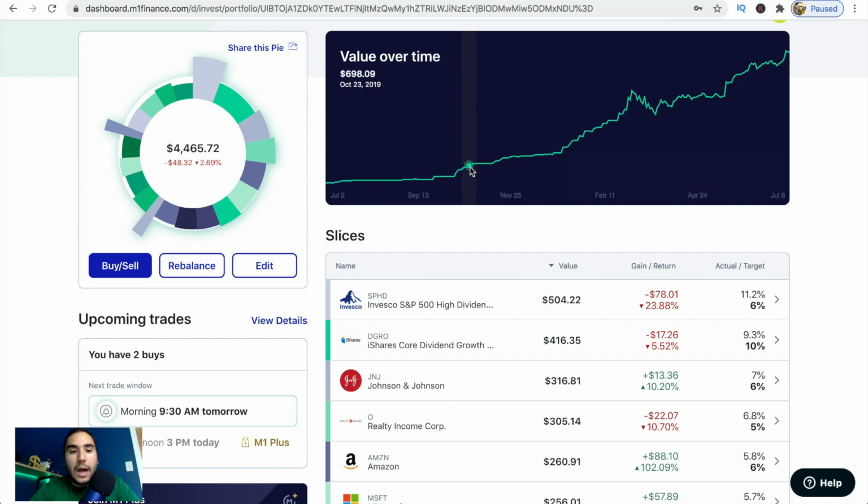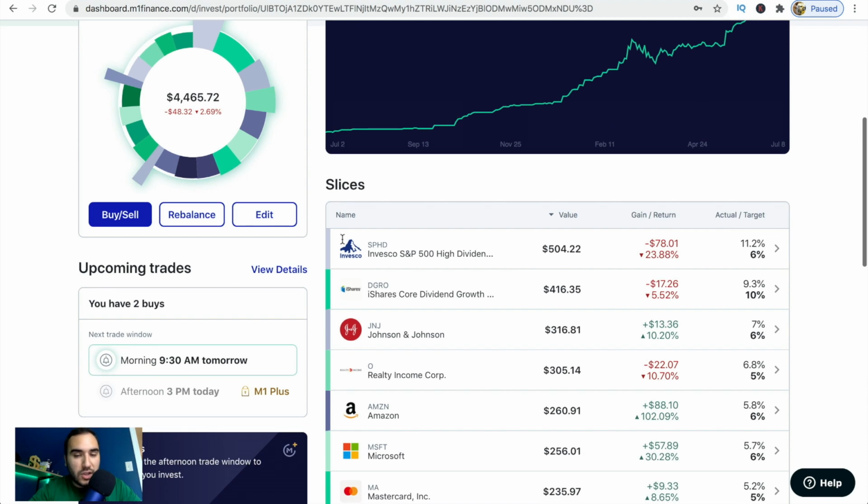So that's kind of the basis here of how it works. You open up your pie, you create your pie, and you have all the slices. And once you deposit money, if you want it to be passive, you can turn auto invest on, and it invests all of that money split into your different slices.